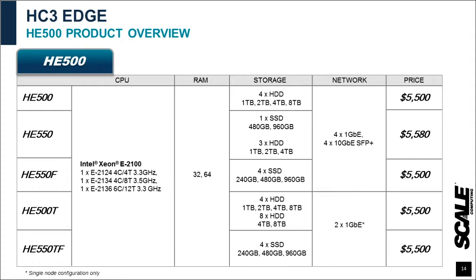So those 500 systems can go from 4 to 8 drives. They can be all spinning. They could be all flash. And they start out at $5,500. Probably should have hit on that earlier. The starting price point for the HE500 system, a hyper-converged platform, is $5,500 MSRP.